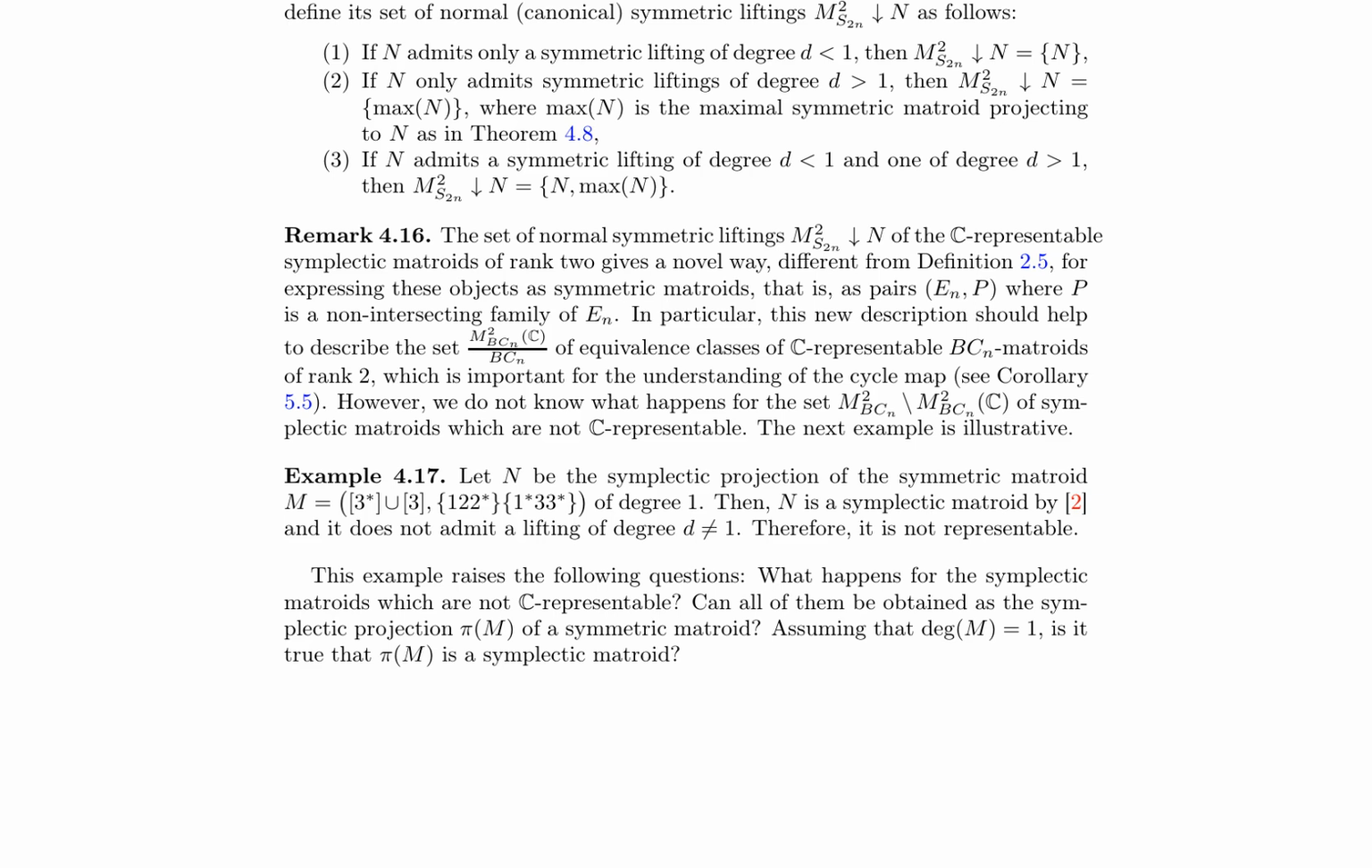However, the behavior of the set M2BCN, of symplectic matroids that are not representable remains unclear. An example is provided, illustrating a symplectic matroid N that does not admit a lifting of degree d = 1 and is therefore not representable. This raises questions about the nature of non-representable symplectic matroids and whether they can be obtained as the symplectic projection pi m of a symmetric matroid with deg m = 1.